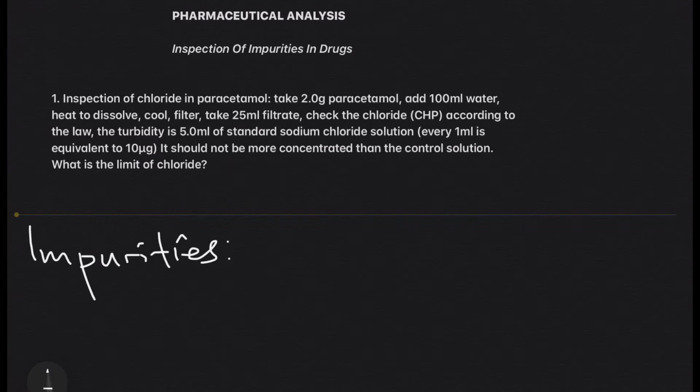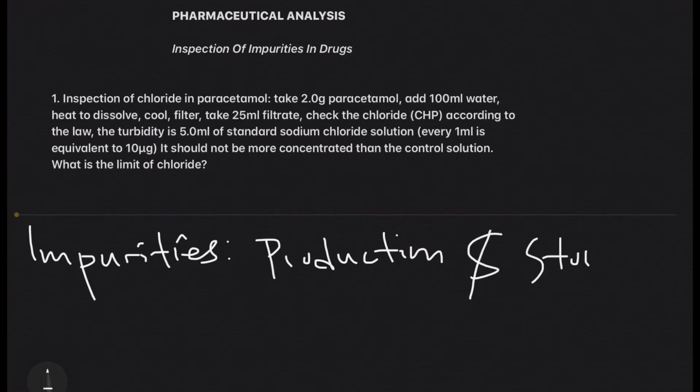Impurities are any unwanted substances introduced during the production of drugs and the storage of drugs. In other words, an impurity is any unwanted substance that affects the purity of drugs.